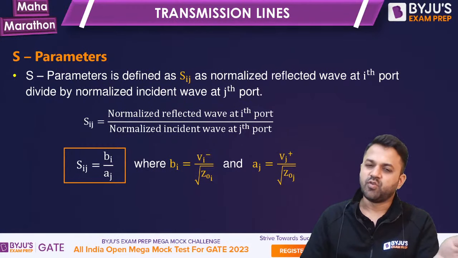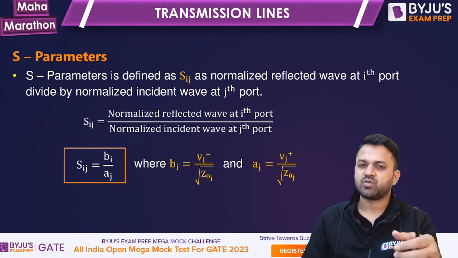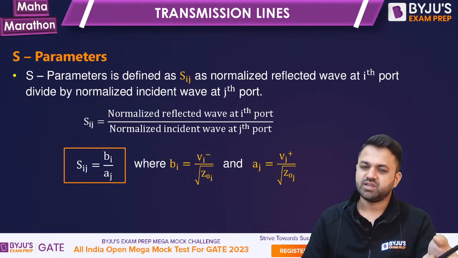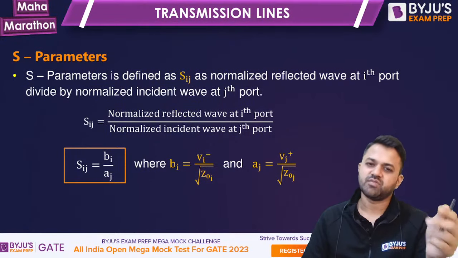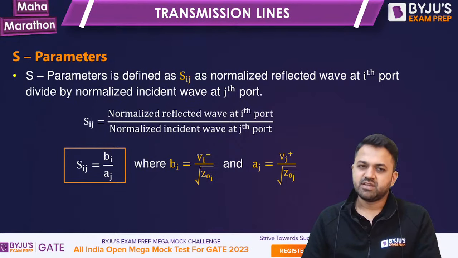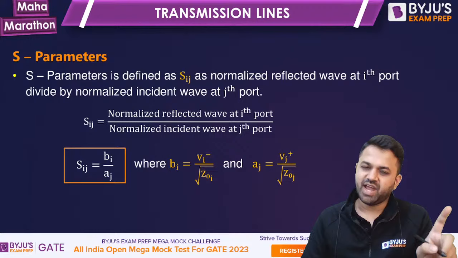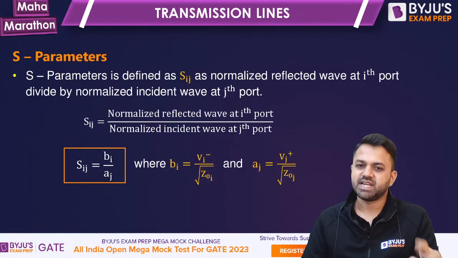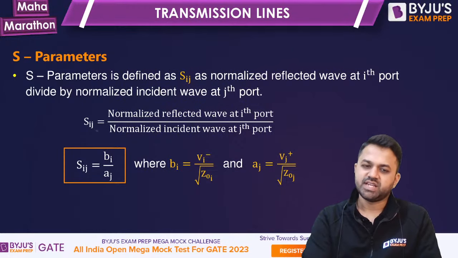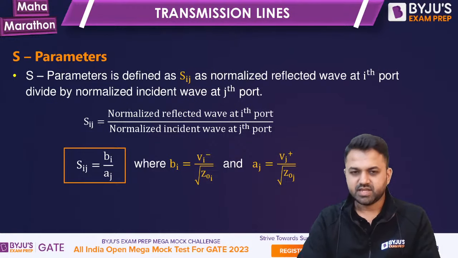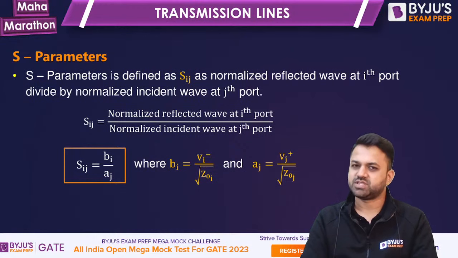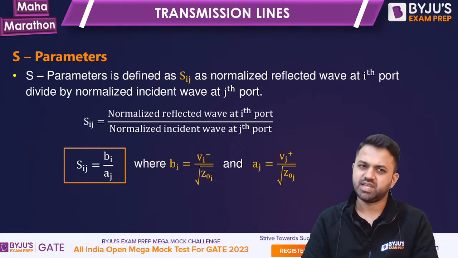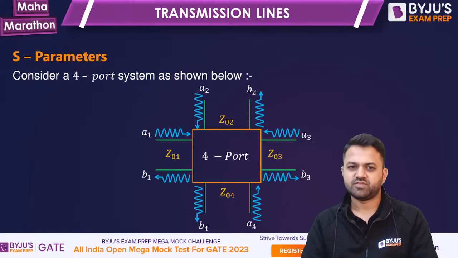S parameter is defined as the normalized reflected wave at the ith port divided by the normalized incident wave at the jth port. Suppose you want to calculate at port number 1, then calculate the reflected voltage at port number 1 and the incident voltage at port number 1. Then it will give you the reflection coefficient at port number 1. So S i,j: i is the reflected port and j is the incident port. Yes, this topic is important because a question came from the S parameter just two years back, in 2021.